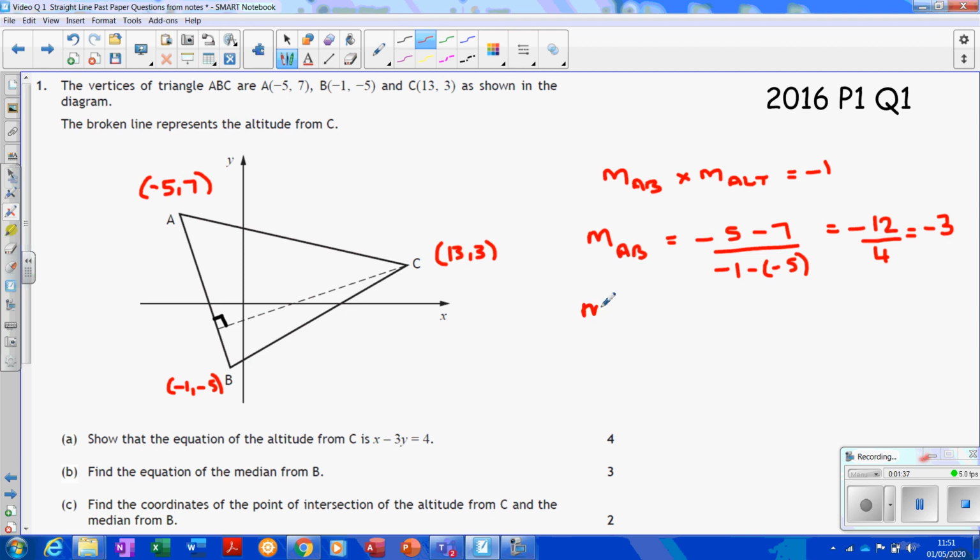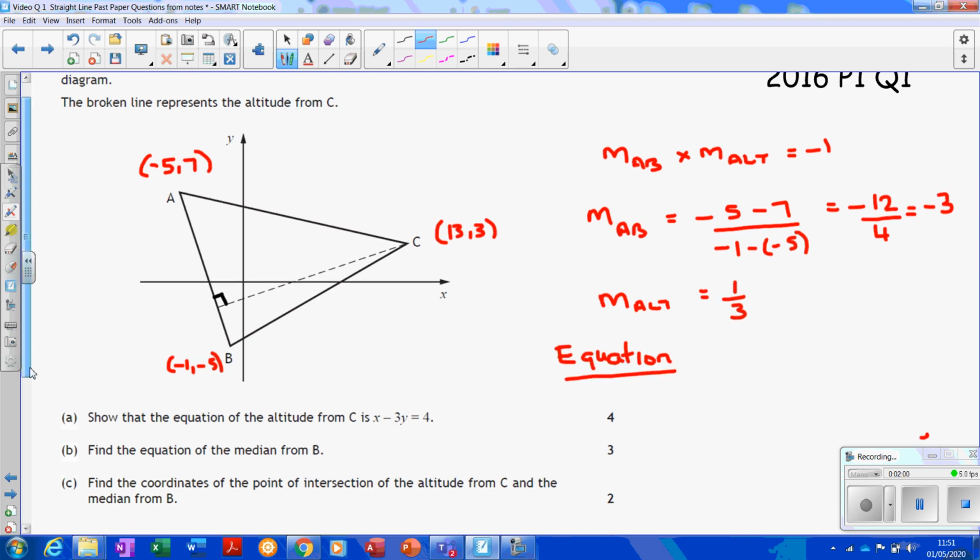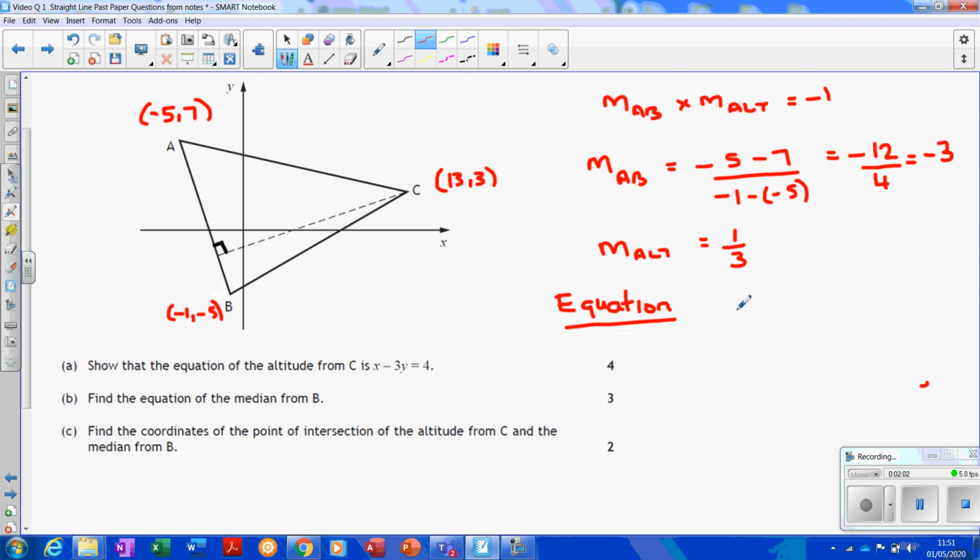So therefore gradient of the perpendicular bisector, it's not a perpendicular bisector, it's an altitude. So gradient of altitude is equal to, flip it and change the sign, 1/3. Right, so now I want to get the equation of that. I can get the equation because I know a point and I now know the gradient. So gather your information together. The point that I know is the point C, the only one that's on that altitude. So we've got the point 13, 3 and the gradient is equal to 1/3.